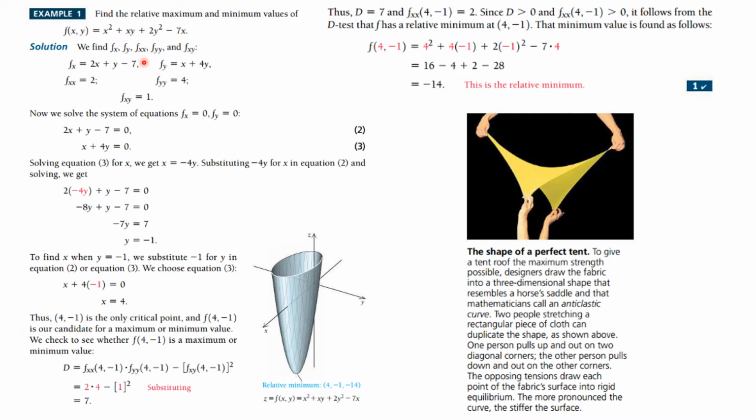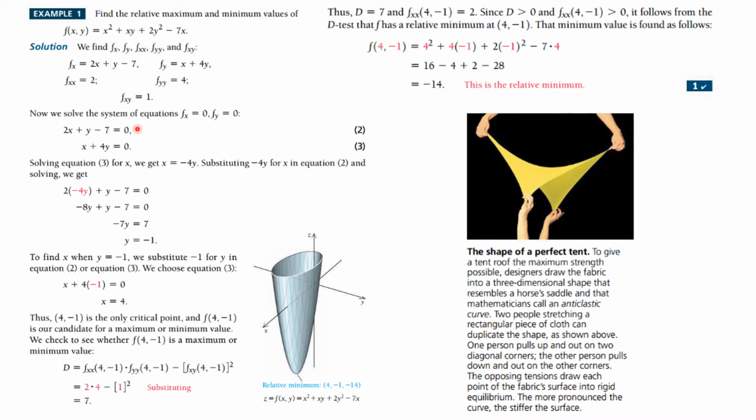So fx is equal to this. fy is equal to this. fxx is equal to this. fyy is equal to this. And the cross partial, fxy, is equal to 1.